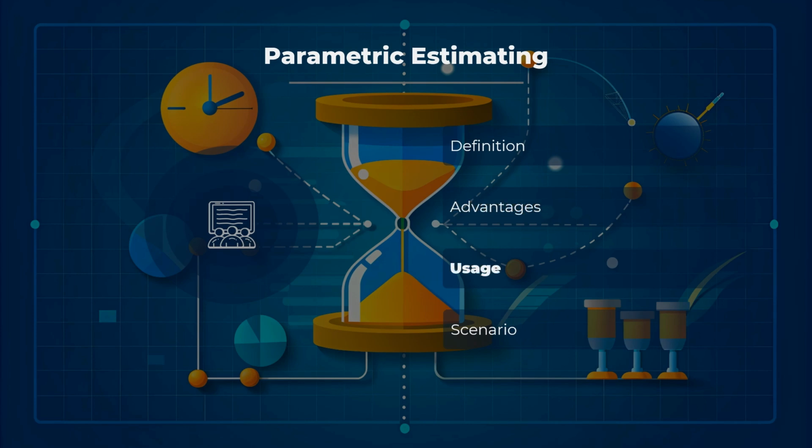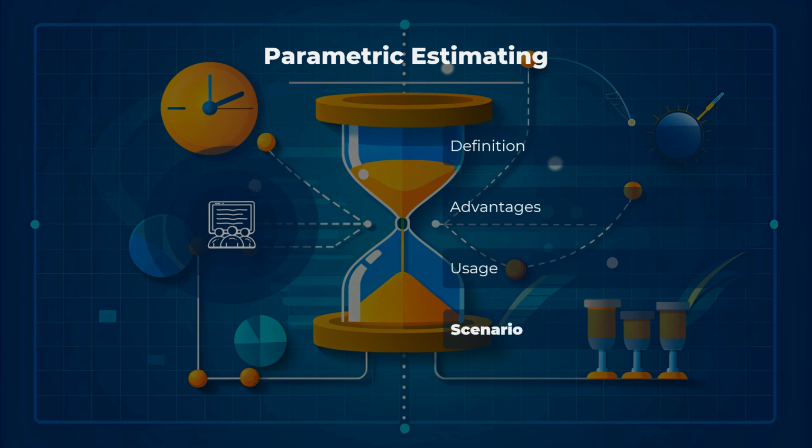Here's how parametric estimating is typically applied. Data-driven projects: suitable for projects where there is reliable historical data and well-understood parameters. Detailed planning: often used in detailed project planning and when high accuracy is required.